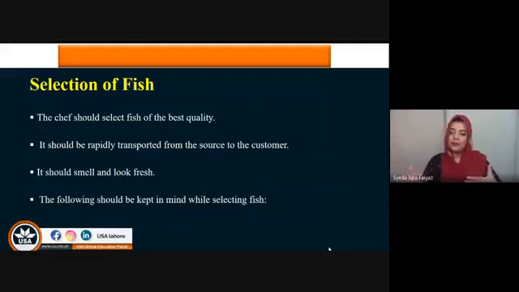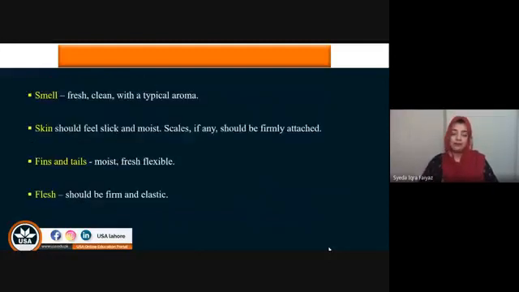Over a period of time, if you keep that fish out in the open, it is going to start stinking. So the stink is not there, the smell is there, but it's not stinking. So you need to make sure that the smell and the look of the fish, meaning it's shiny and looking fresh like it's been freshly caught. The following should be kept in mind while selecting fish. Now, there are a lot of things that you can keep in mind and you can identify whether a fish is fresh or not. We're going to study them.